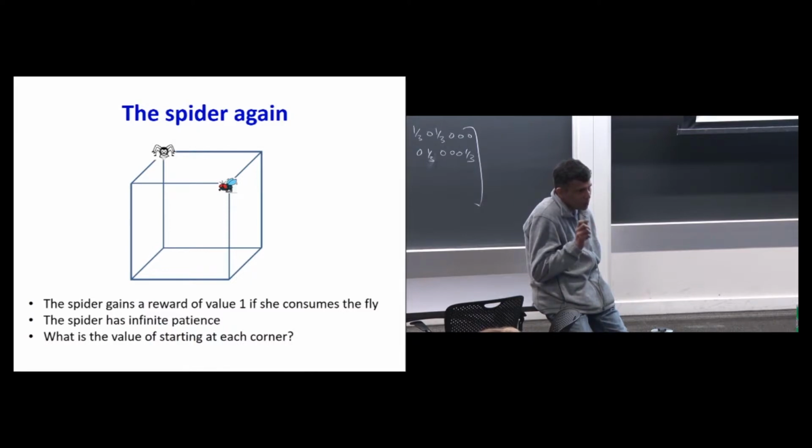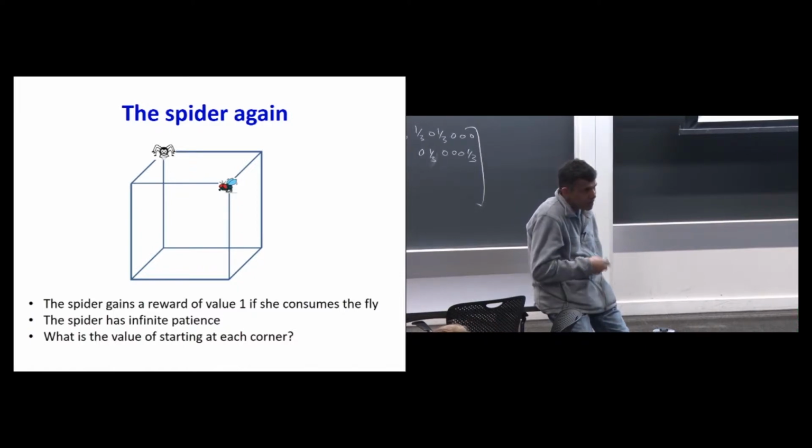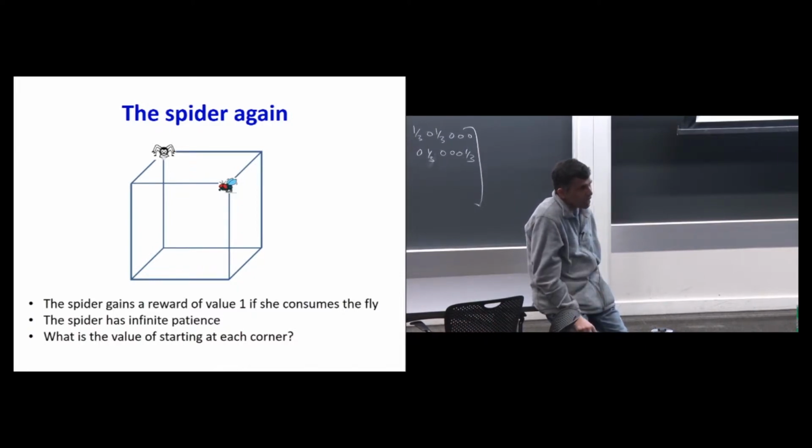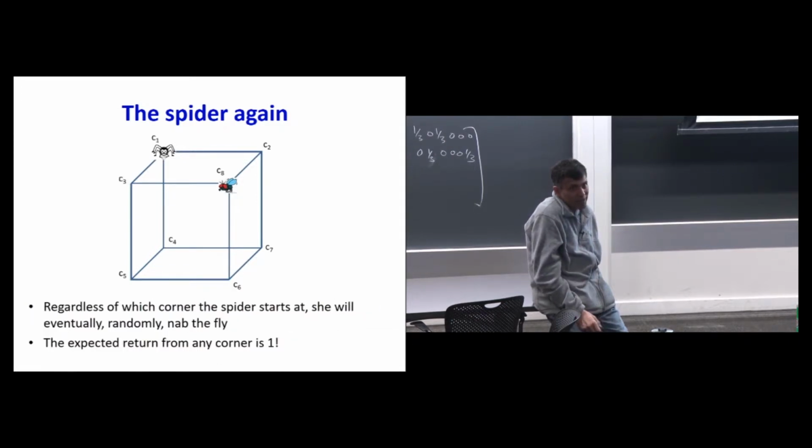So what do I mean by this? If I'm over here, if the spider keeps walking, what is the eventual return going to be? 1, if I'm over here? Because the spider is going to keep walking and eventually it's going to get the fly, right? So in this case, the expected return from any corner is 1.